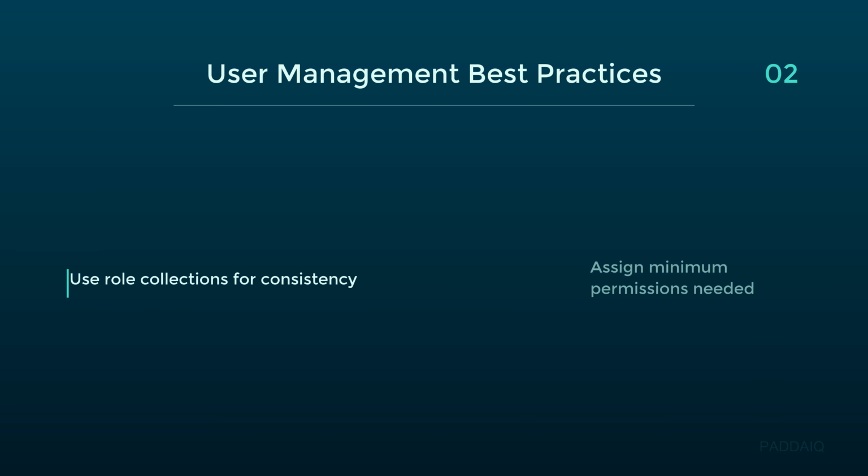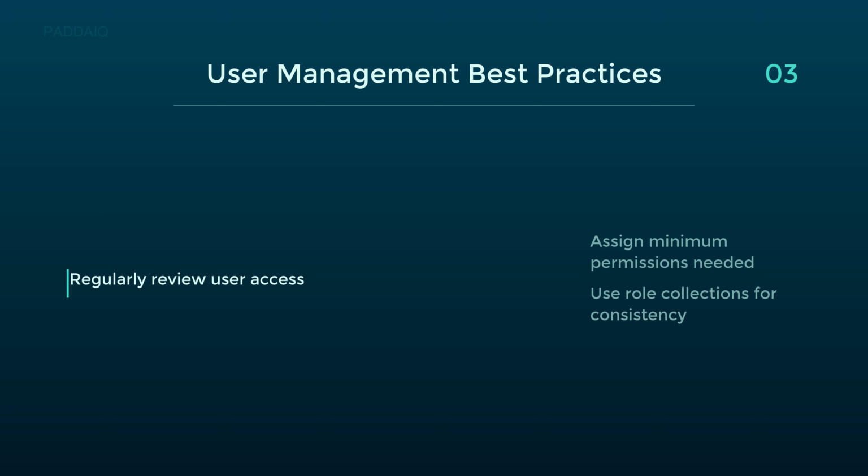Use role collections for consistency. This means grouping similar access rights into predefined bundles instead of assigning individual permissions. For example, create a finance analyst role collection with all necessary app and data access for that team. This ensures uniform access control and simplifies user management across your landscape.